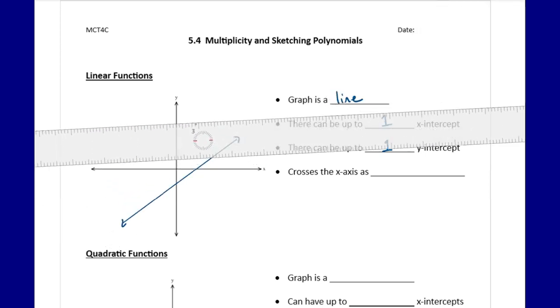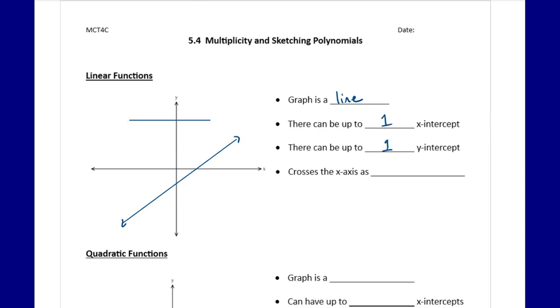We could have a horizontal line, something like this. There's one y-intercept, but there's no x-intercept. And I could do the same thing with a vertical line. There'd be an x-intercept, but there is no y-intercept. So that's why we say there can be up to. And the final thing is that it crosses the x-axis as a line. You might be wondering, what do you mean by that? We'll come back to that later, but that's how we want to describe a linear function.